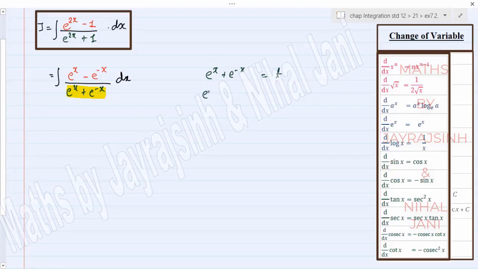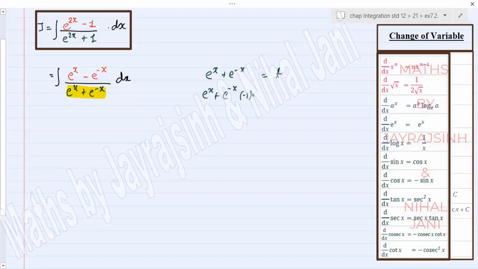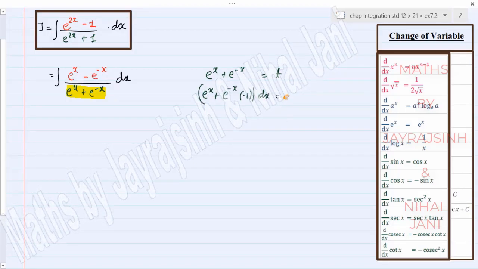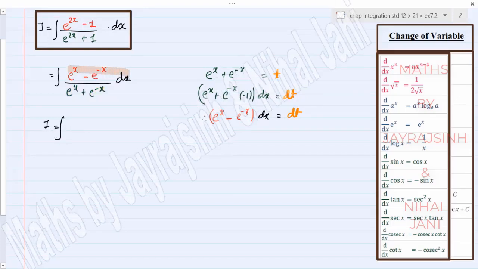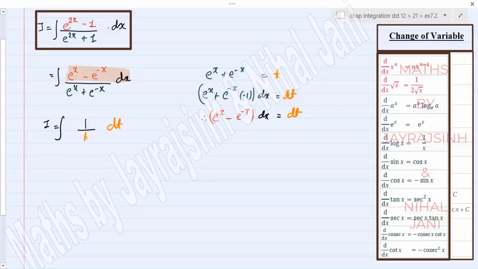Differentiation of e raised to x will be e raised to x, plus the differentiation of e raised to minus x, which will be e raised to minus x into minus 1, dx is equal to dt, or we can say e raised to x minus e raised to minus x dx is simply dt. So we can easily modify our integration. e raised to x minus e raised to minus x dx will become dt, and 1 upon e raised to x plus e raised to minus x will become 1 upon t.